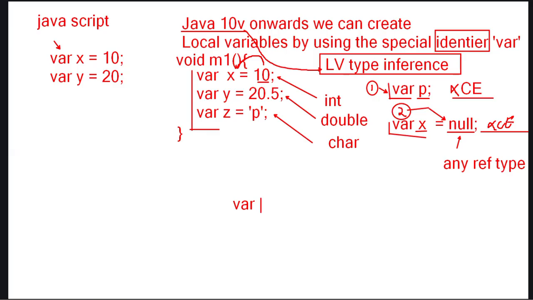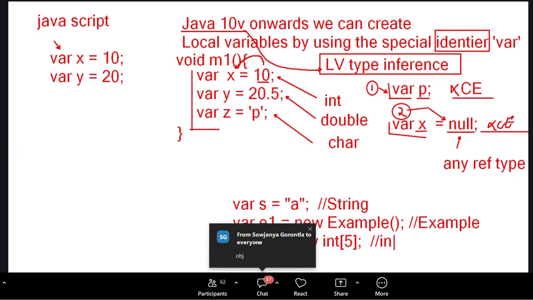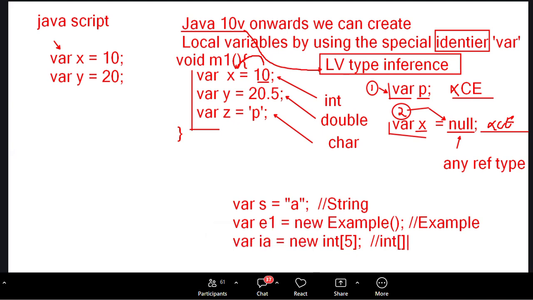And tell me, var s equal to double quotes a. Any compile time error? No. Here, what is the type? String. var e1 equal to, can I write new Example? Yes. No compile error. Here e1 is of what type? Example. Can I write var ia equal to new int of 5? Yes. No compile time error. Here what type? Int array type.